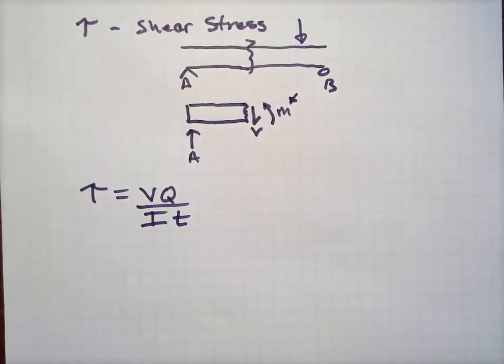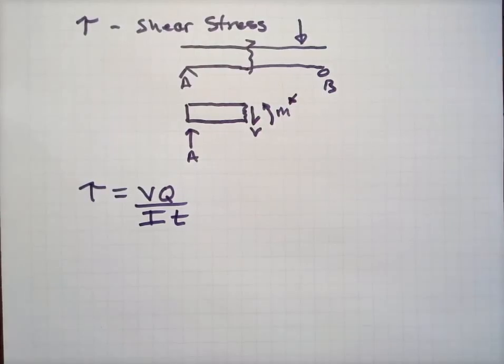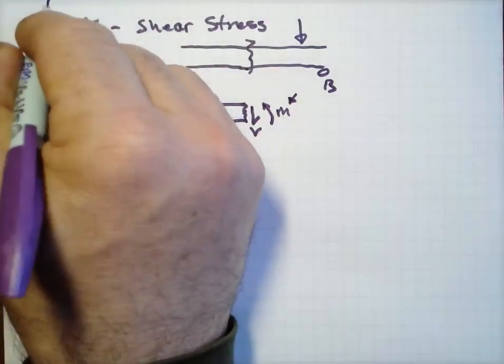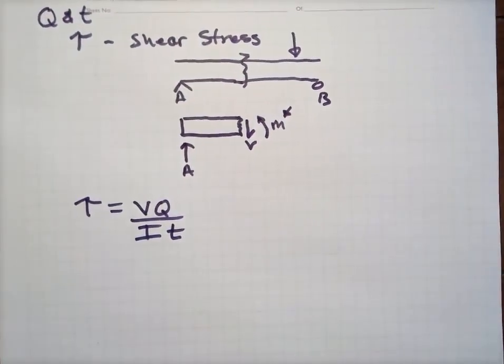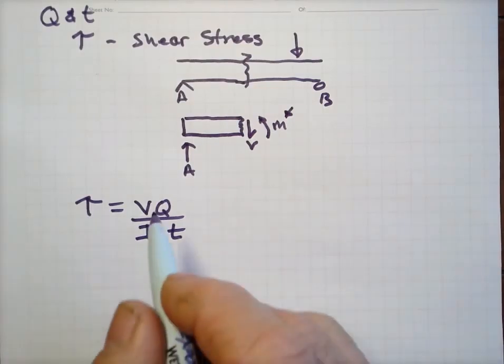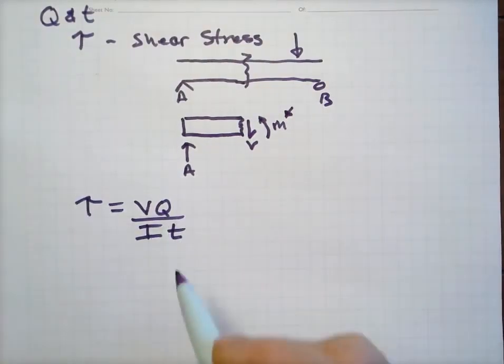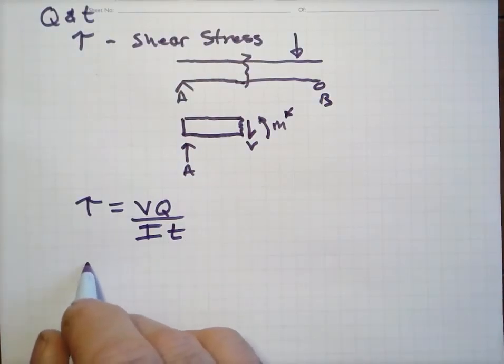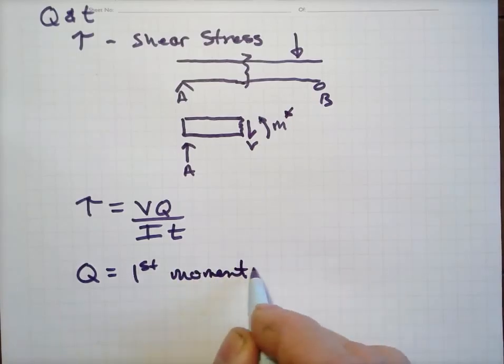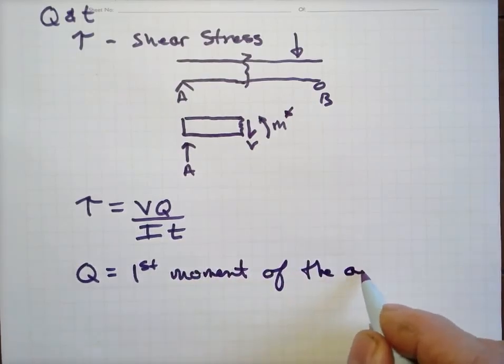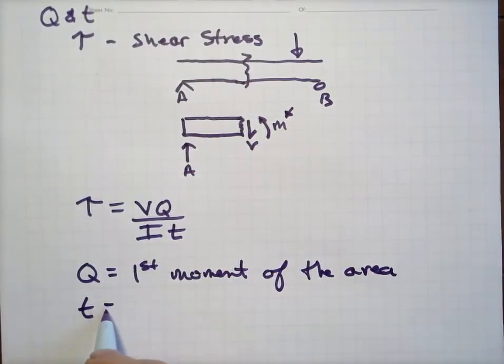So if I were to give this video a name, let's call it Q and T. And then in the next video, we could do some examples finding shear stress. So we're going to take a few moments to figure out what are Q and what are T. Let's come up with their names first. Q is called the first moment of the area. And T is equal to the thickness.